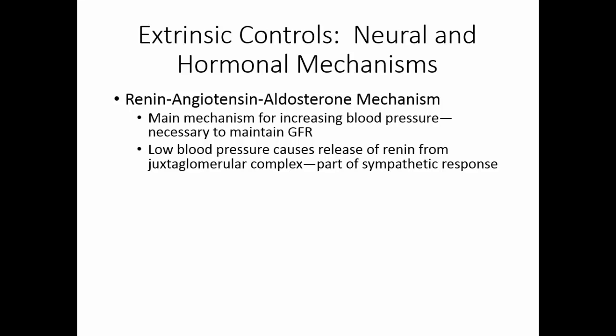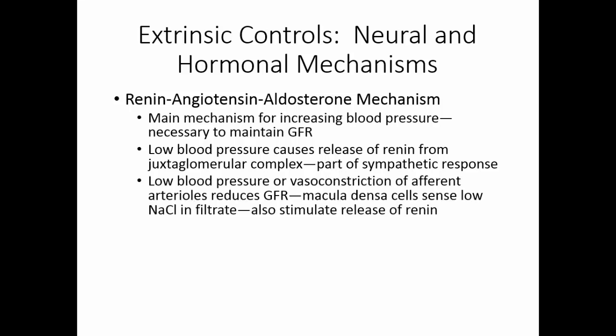Angiotensin 2 is a potent vasoconstrictor. Also, angiotensin 2 will stimulate the release of aldosterone. Aldosterone will affect the renal tubules, causing them to save back more sodium. Where sodium goes, water follows, so we'll have more water going into the blood, increasing the blood volume, which will also increase the blood pressure.